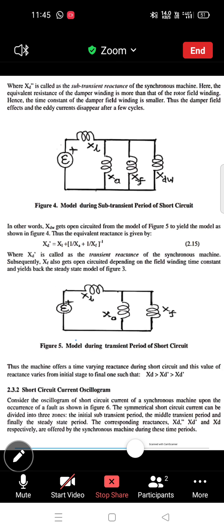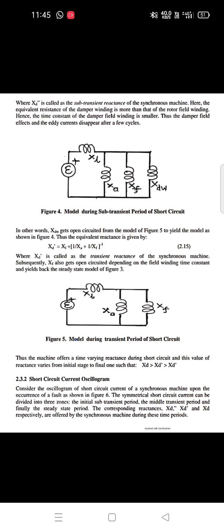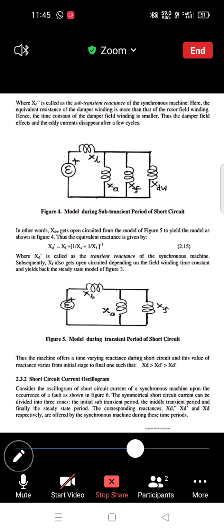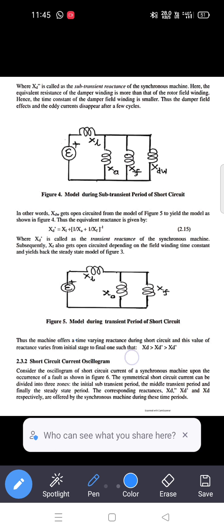The machine offers a time varying reactance during short circuit, and this value of reactance varies from the initial stage to the final one, such that XD will be more than XD dash. XD is the steady state reactance, XD double dash is the sub-transient reactance, and XD dash is the transient reactance. So as XD is more, the current will be less.